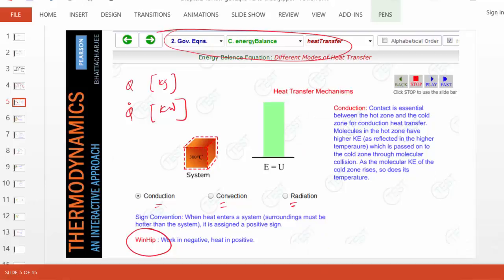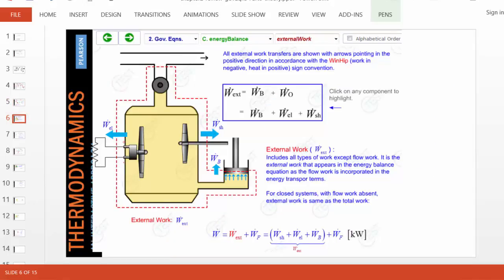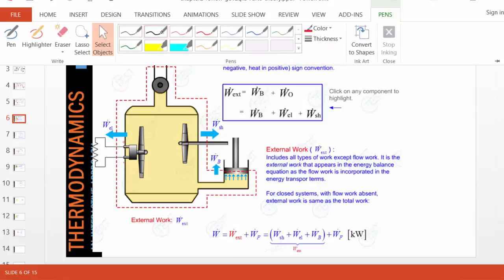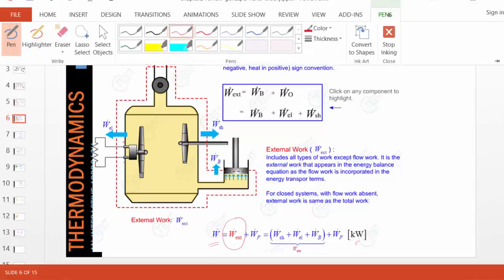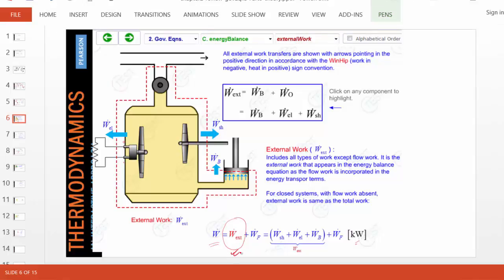Another way to transfer energy from place A to B is through work. The comprehensive definition of work is given here. W dot is in kilowatts and W in kilojoules. W dot is made of external work, which is the one that is used mostly, and something called flow work. The external work is made of things that are very easily identifiable, like shaft work. It carries energy from point A to B.